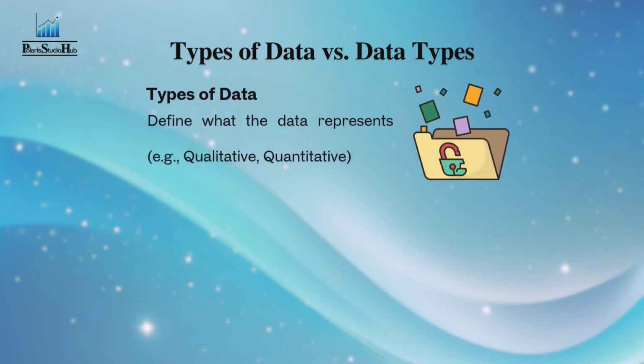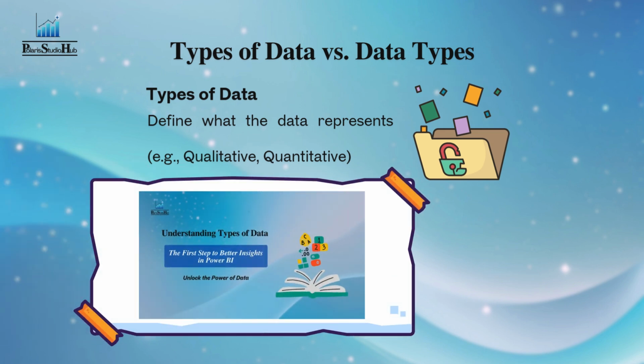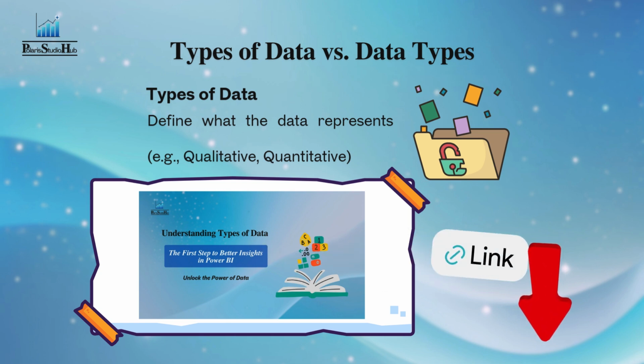Type of data refers to what the data represents, like sales numbers, customer names, or product categories. We actually talked about this in the previous video. If you haven't watched it yet, be sure to check it out. You'll find the link in the description below.